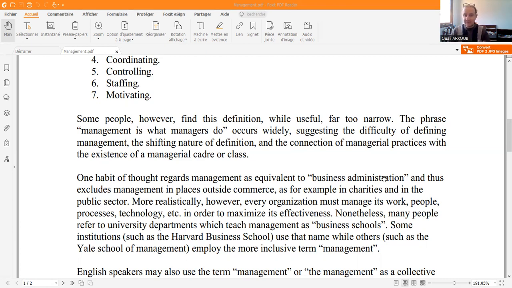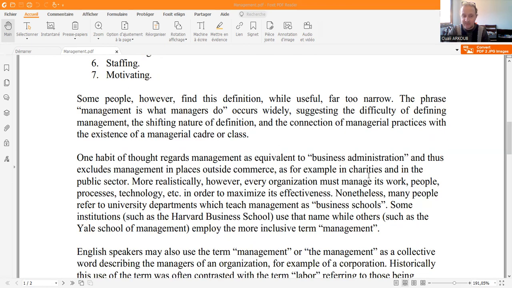Nonetheless, many people refer to university departments which teach management as business schools. Some institutions, such as Harvard Business School, use that name, while others, such as the Yale School of Management, employ the more inclusive term management. For example, at Harvard we use Harvard Business School, but at Yale we use Yale School of Management.